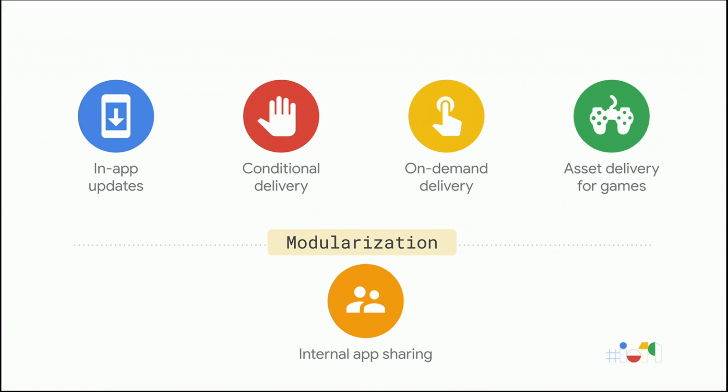So let's recap the features we've discussed so far today. You can trigger updates directly from your app without having your users go to the store. You can condition the delivery of feature modules, and you can call for features on demand. And soon, you'll be able to package up to 1 GB of your game assets in the app bundle and serve it as part of the game installation.